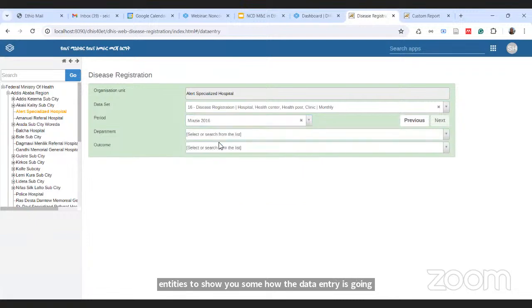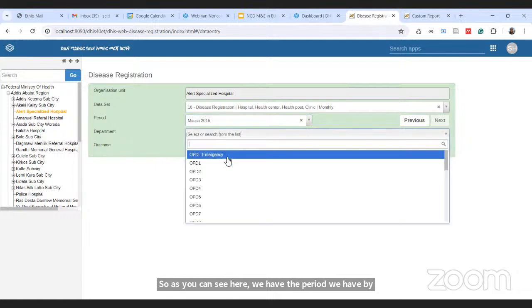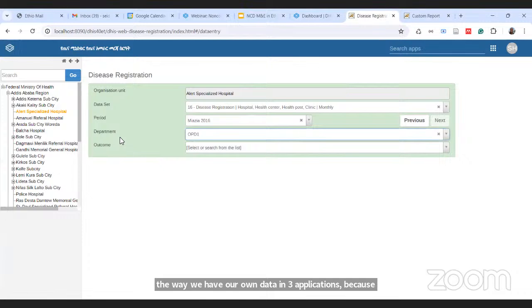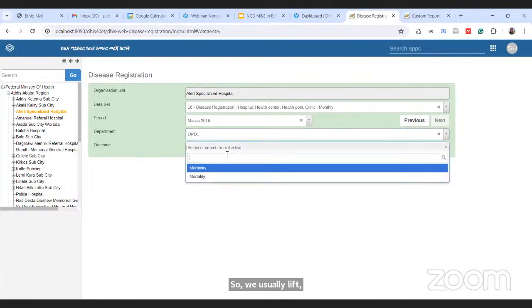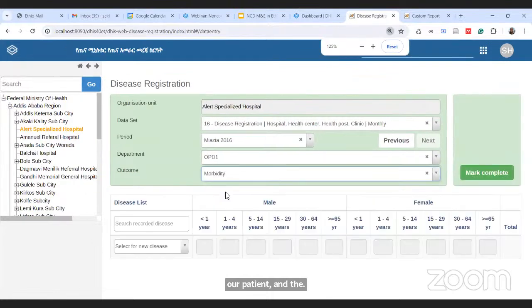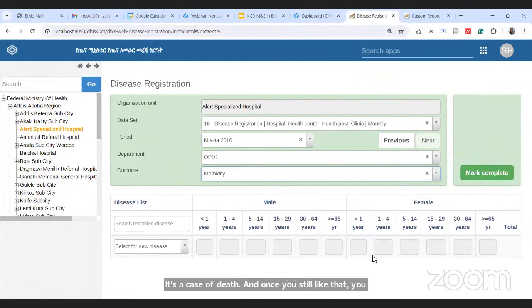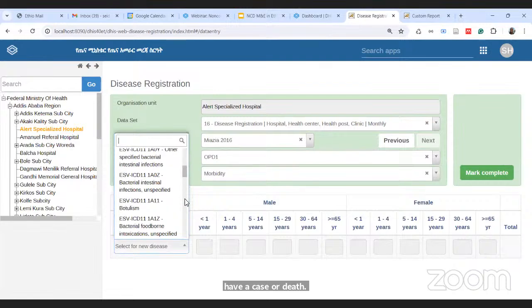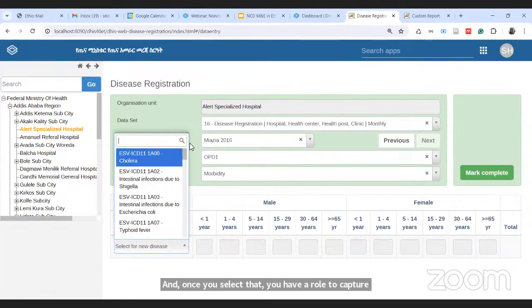So as you can see here, we have the period. We have, by the way, our own data entry applications because our requirements are different from other countries. So you select departments if it's inpatient or outpatient, statistics is the inpatient outpatient department, either if it's a case or death. And once you select that, you have a row to capture data and new data about a disease. Here, all the more than 2,500 diseases are here.